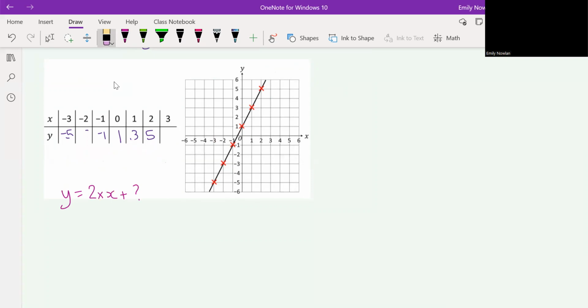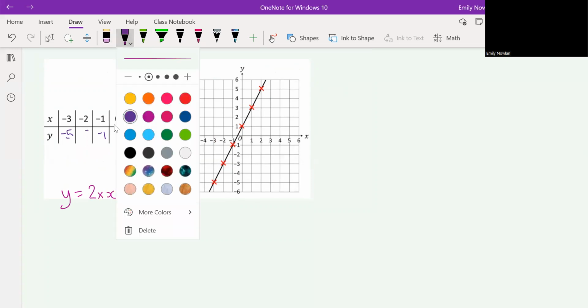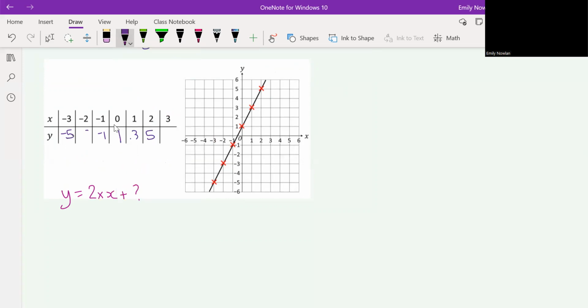Oh, I forgot that I had some other things written there in normal pen. Okay, got them back. So what do we need to do? Let's test the positive ones. Let's test here at x equals 0. 2 times 0 gives me 0, but I want to end up at 1. So what do I need to do? I need to add 1 to 0. So it looks like we might need to add 1. Let's test it with some of the other ones.